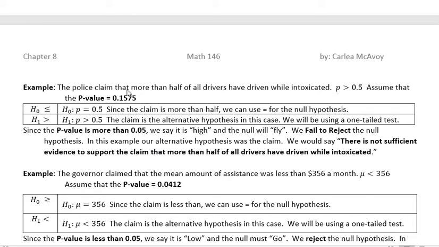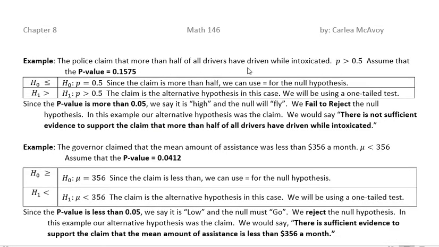So this one, the police claim that more than half of all drivers have driven while intoxicated. More than half is something you hear a lot in statistics, and that just means greater than 0.5. Assume the p-value is 0.1575. Now in this case, the claim did not have an equality part to it, so that is our alternative hypothesis. Since that's going to the right, the null hypothesis is going to the left. But in this particular textbook, the convention is to just use equal. So we're not showing the less than part, but it's helpful for you to see the arrows go in opposite directions.